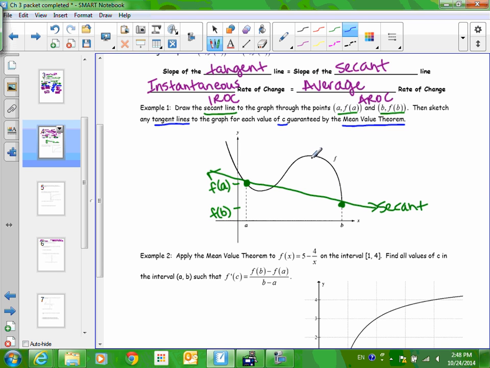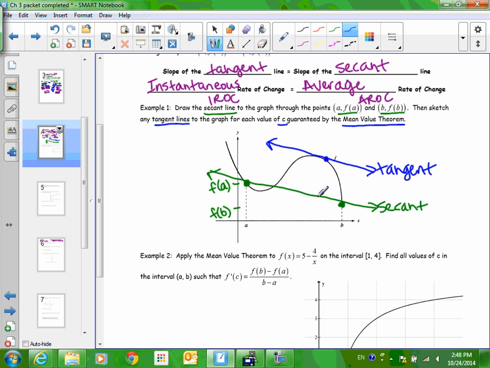Is it at the very maximum? No. What's the slope exactly at the maximum? 0. So it's probably going to have to be about right here. Okay, so that's one answer. There's actually another one. So there's one tangent that's parallel to the secant.